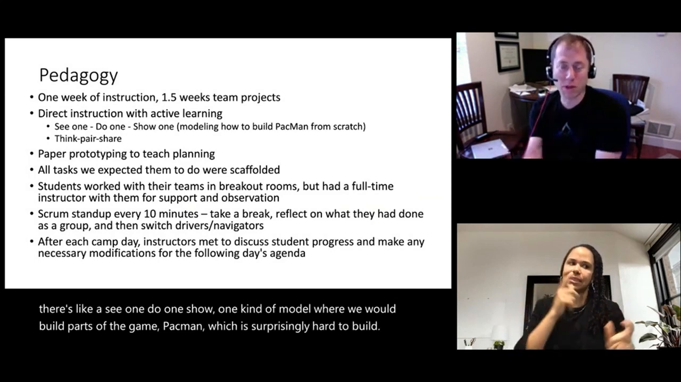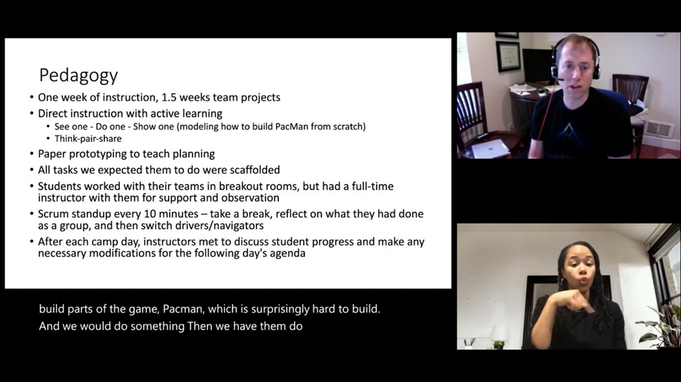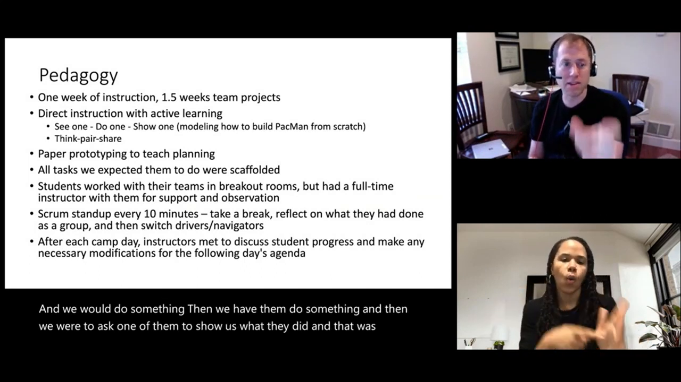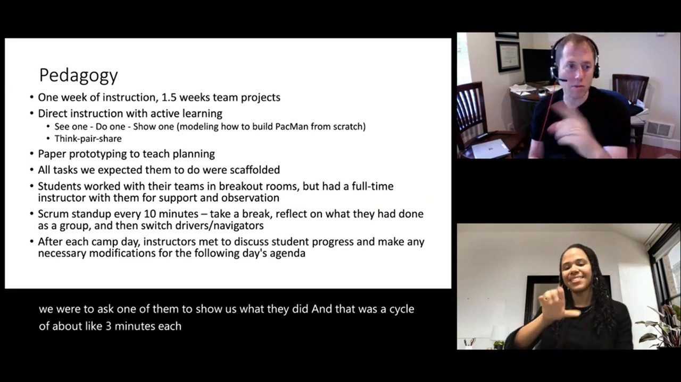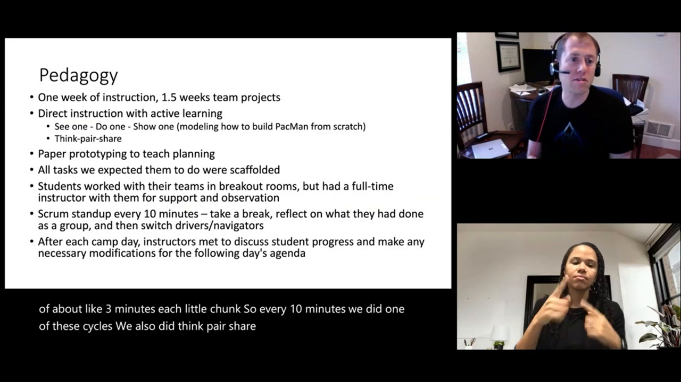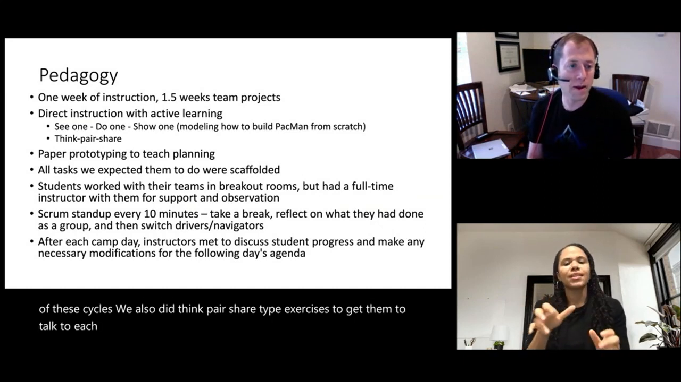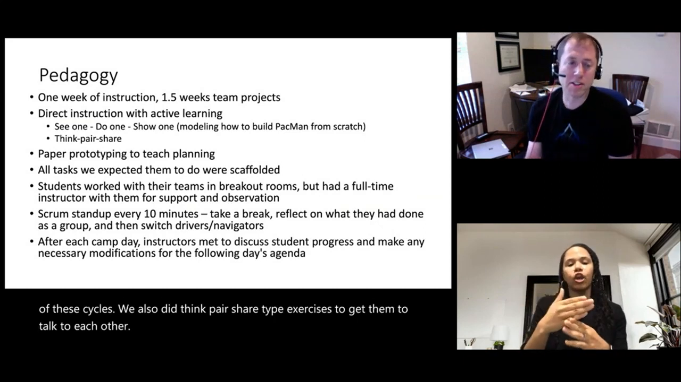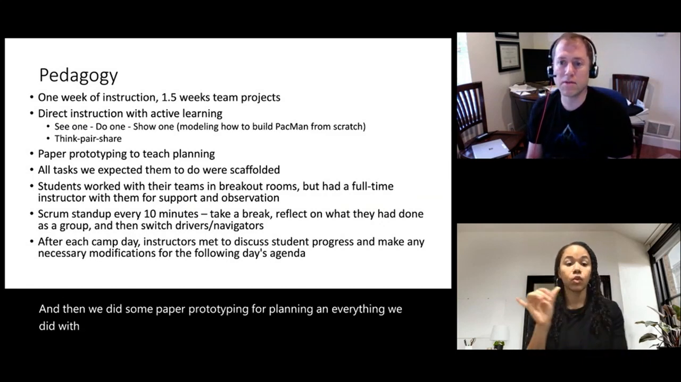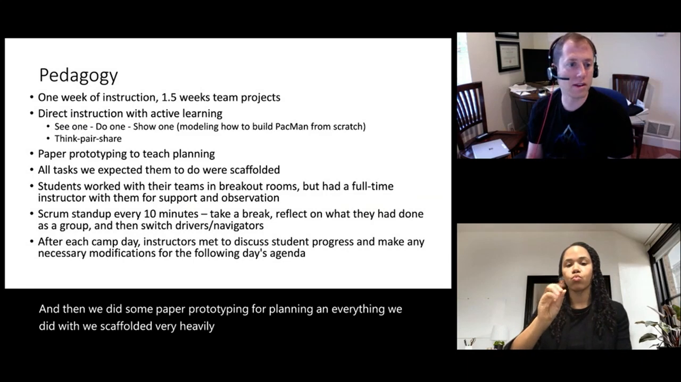We would do something, then we'd have them do something, and then we would ask one of them to show us what they did. That was a cycle of about 3 minutes each little chunk, so every 10 minutes we did one of these cycles. We also did think, pair, share type exercises to get them to talk to each other. And then we did some paper prototyping for planning, and everything we did with them, we scaffolded very heavily. I'll talk about the scaffolding next.